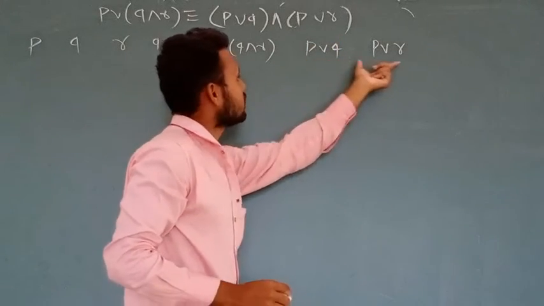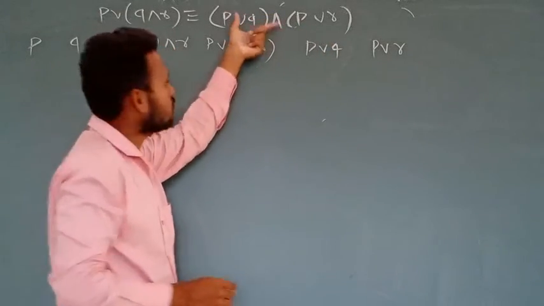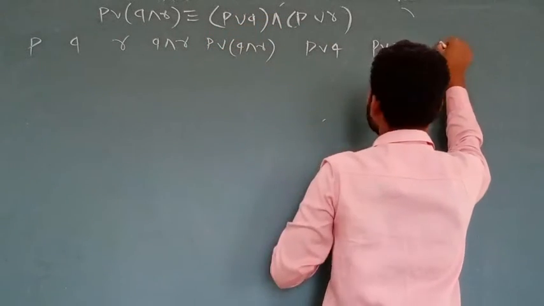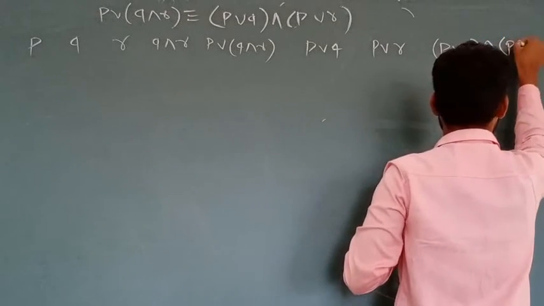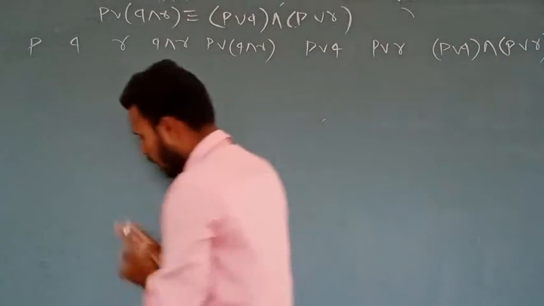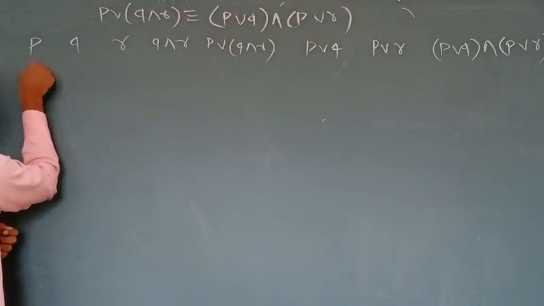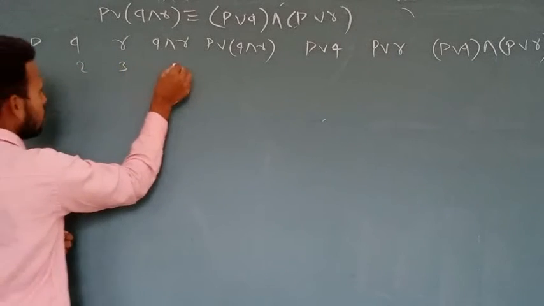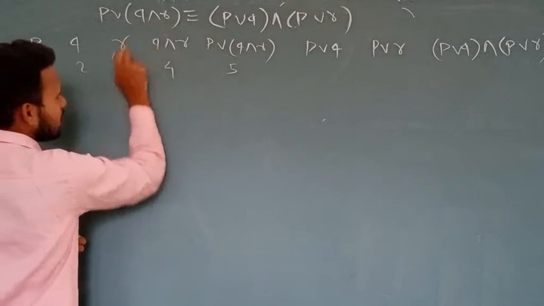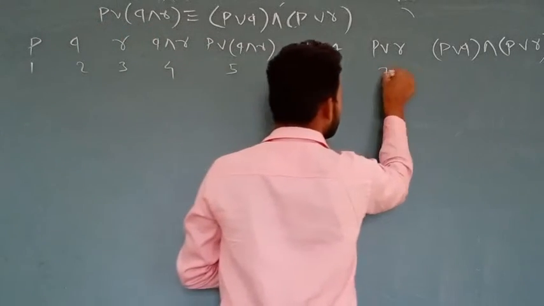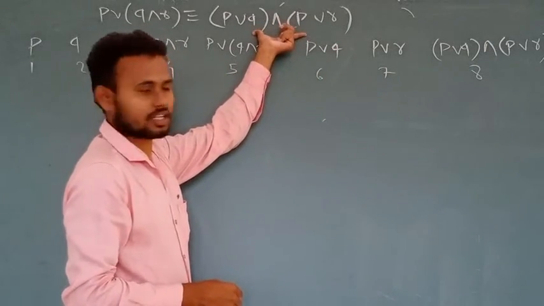These are also statement patterns. We have this statement and this statement. Therefore we take the conjunction between these two, and we get this whole statement pattern. So we write P join with Q, conjunction with P join with R. Now take the number of each column. This will be the first column, this the second, this the third, that the fourth, and this the fifth column. In this fifth column we get this statement pattern. Then next this is 6, that 7, this 8, and this 8th column gives this statement pattern.